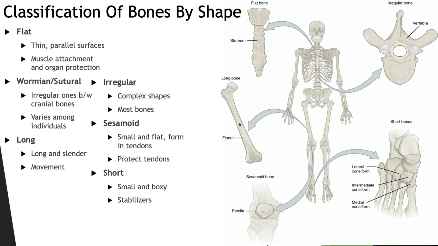Long bones are relatively long and slender, and they're located in the arm, the forearm, the thigh, the lower leg, palms, the soles of the feet, the fingers, and the toes. The femur, the long bone of the thigh, is the largest and heaviest bone in the body.